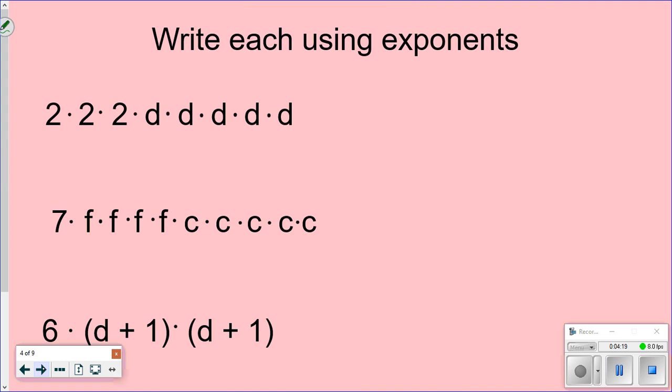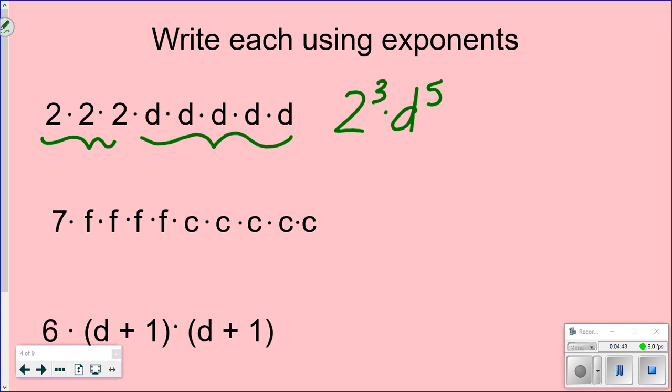All right, so the next thing we're going to do is write each of these using exponents. In other words, we're going to write each of these in exponential format. Pretty simple. So first of all, let's just look at what we have. This first one, we have 3 2's, and we have 5 d's. So this is how you could write this. You could write 2 to the power of 3, because you're multiplying 2 three times, d to the power of 5. So it could be written like this, or honestly, you probably wouldn't even have to have a multiplication sign in there. You could just write it like this.